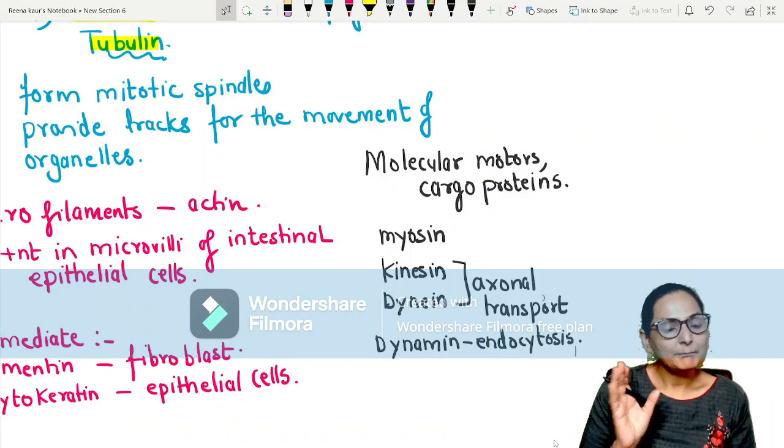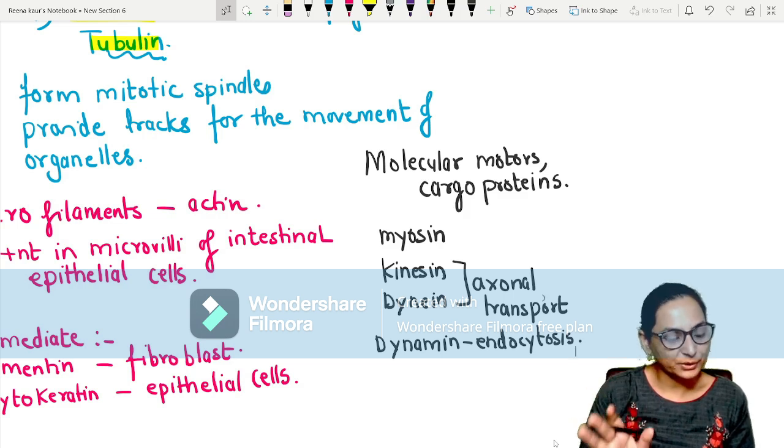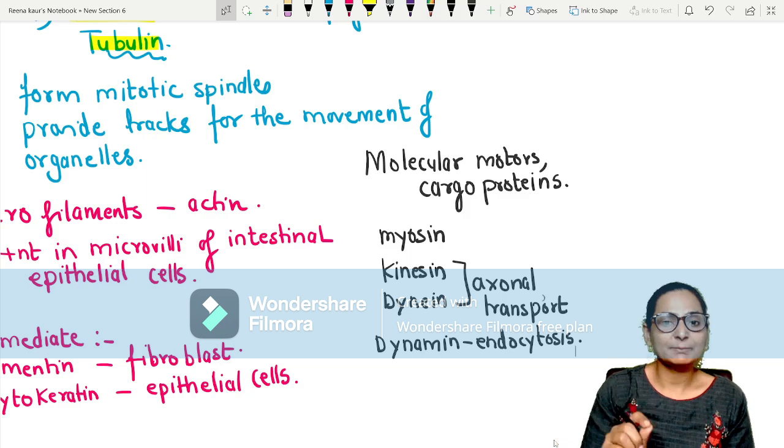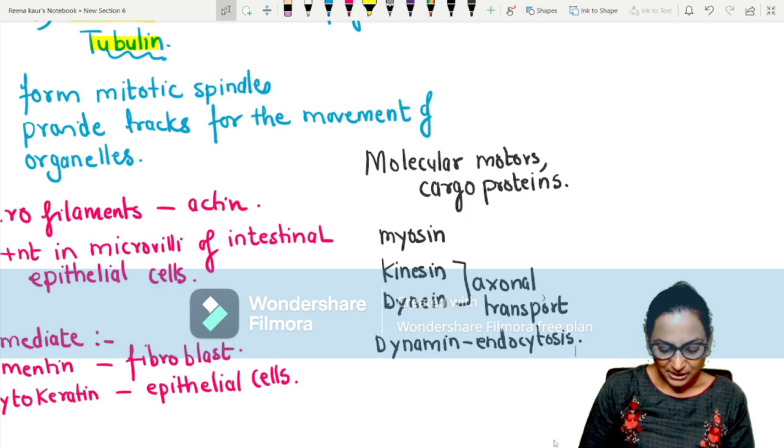So microtubules, intermediate filaments, microfilaments, molecular motors, then the structure of the cell membrane, maximum are proteins to be remembered. Yes, good. Akansha, very good. I'm really happy that you are studying well, you are able to recollect.